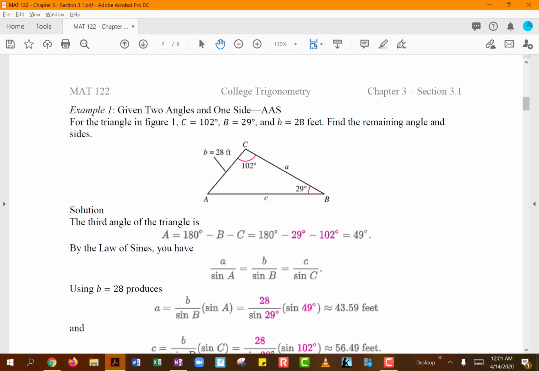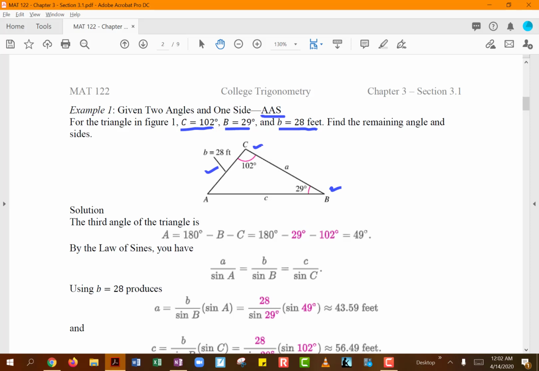In this first example, we are given two angles and one side, so this is one of our first cases, angle side angle. They're telling us angle C is 102 degrees, angle B is 29. Those are these angles right here. We also know side b to be 28 feet, which is this side over here. They're asking us to find the remaining angle and the sides.